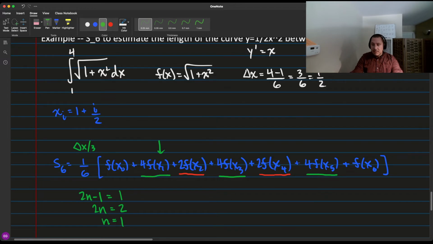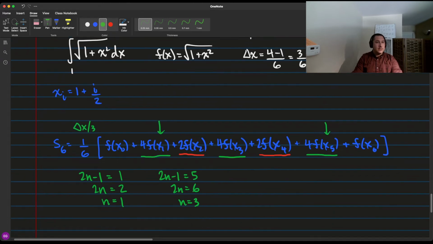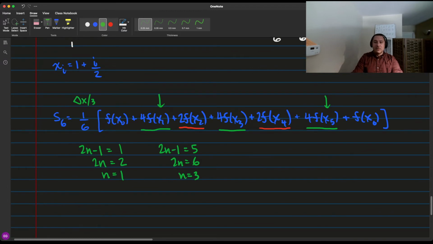Okay, now what's the ending point for that? 2n minus 1 equals, the last one is x5, so you're going to set that equal to 5, which means 2n equals 6, which means n equals 3. So what have we found out? For the ones with the 4, you're going to do the sum of 4 times f of xi, where your i goes from 1 to 3. As opposed to writing them individually, that sum statement spits out those 3 terms.